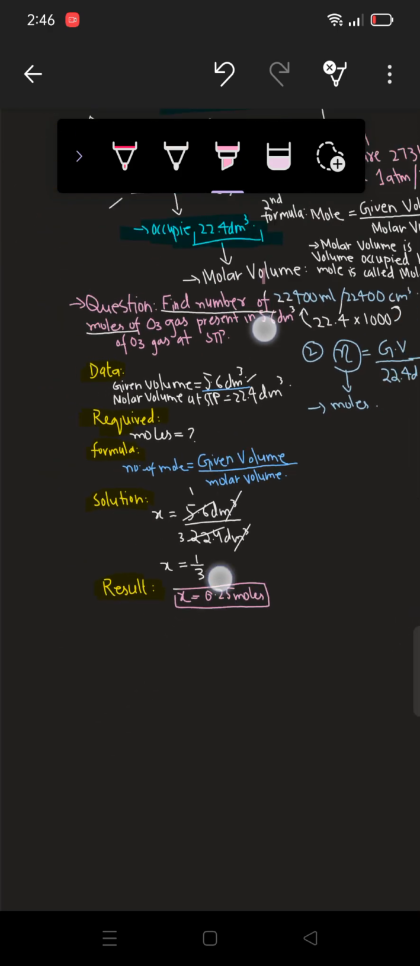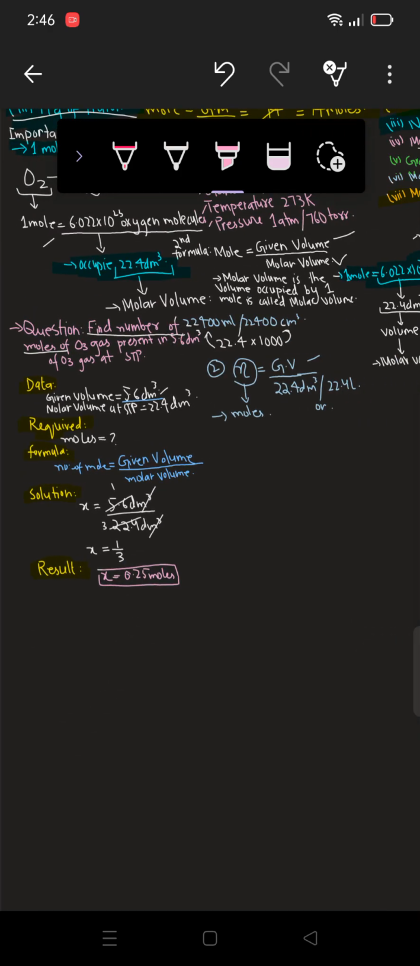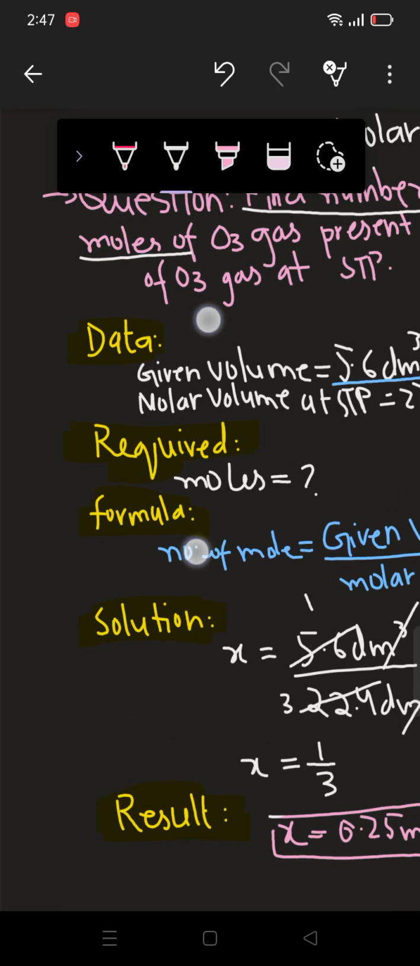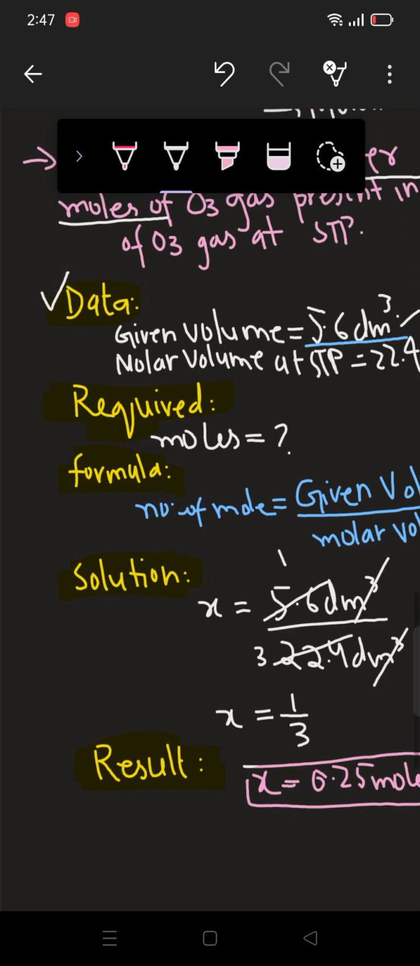Today we have solved the question with the formula, with the proper steps, right? So there are basically 5 steps. Initially you need to make the data from the question. When you are done with making the data, you need to write what is required in the question, right? Here in this case the moles were required, that's why I have written moles in the required section, right? Then we need to find the formula.